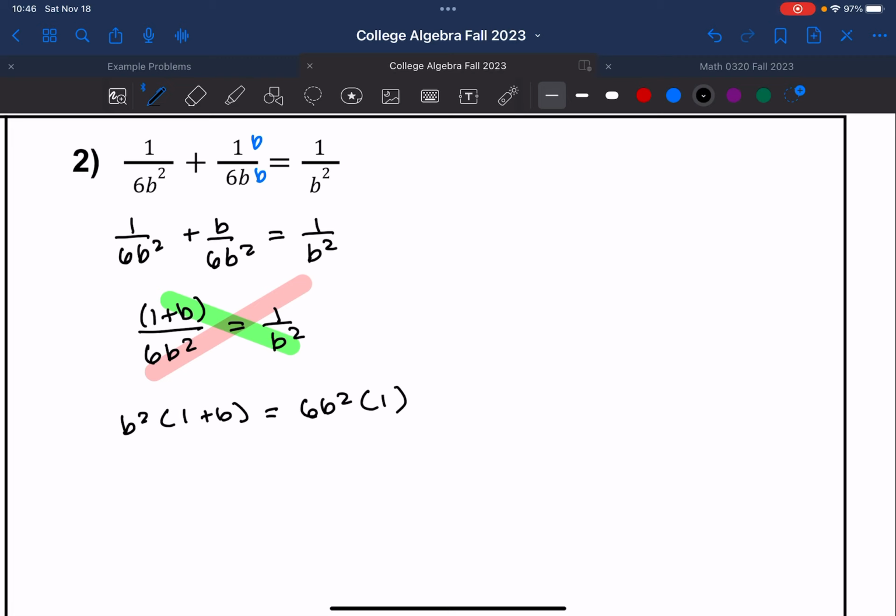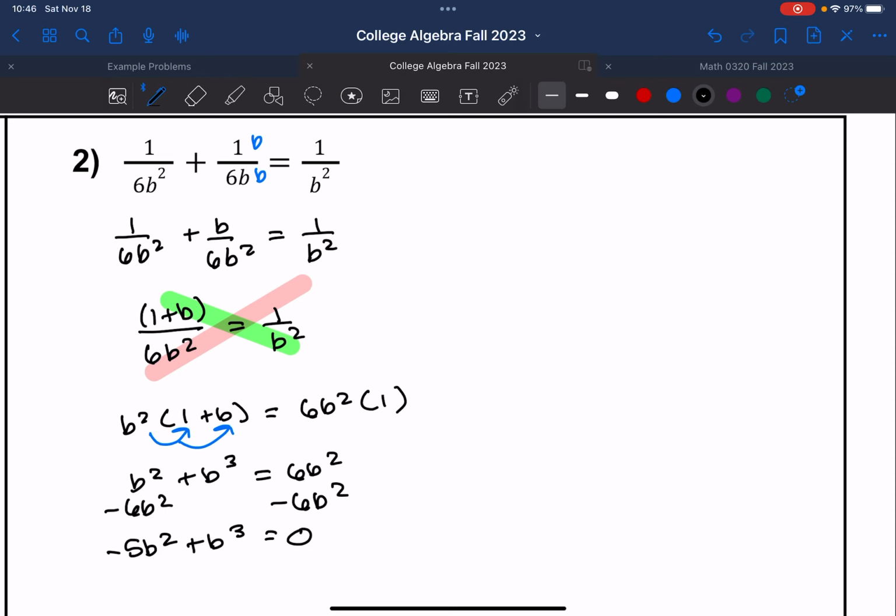Okay. Now I'm going to simplify this out now that my fractions are gone. And I have this b squared outside of the parentheses. So that tells me I'm going to distribute that in. And I get b squared plus b cubed is equal to 6b squared. Remember, I want everything over to one side and equal to 0. So I'm going to subtract 6b squared to the other side. And I get -5b squared plus b cubed is equal to 0.